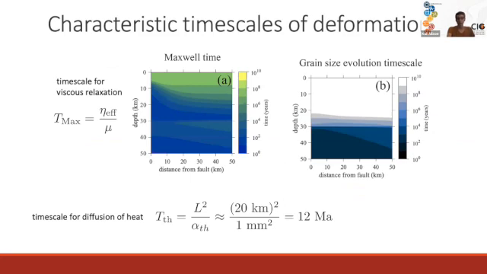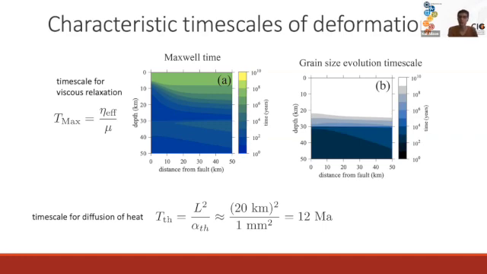So again, elastic cycle simulations spin up very quickly, but in contrast, the spin up time for viscoelastic cycle simulations is on the order of millions of years. It scales with the Maxwell time, which is the ratio of the effective viscosity to the shear modulus, and it's the characteristic timescale for a viscoelastic material to respond to a change in the system. The Maxwell time ranges over hundreds to millions of years in the lower crust and upper mantle.